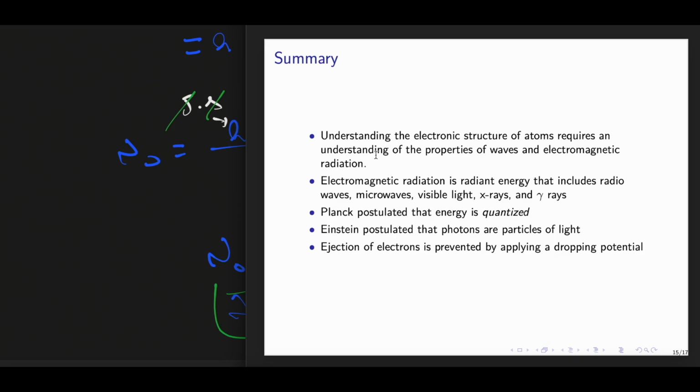To summarize, understanding the electronic structure of atoms requires an understanding of the properties of waves and electromagnetic radiation. Electromagnetic radiation includes radio waves, microwaves, visible light, X-rays, and gamma rays. Planck postulated that energy is quantized. Also, Einstein followed the work of Planck and postulated that photons are particles of light and they have energy that is quantized. And we have seen also that ejection of electrons can be prevented by applying a stopping potential.